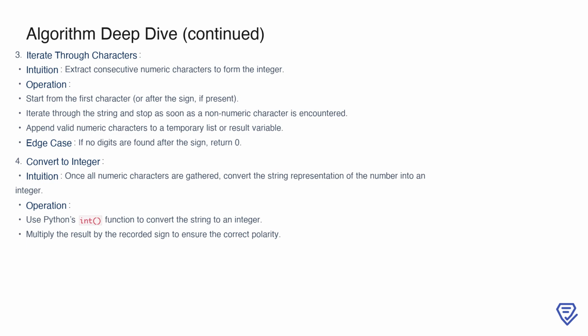Once we've gathered the numeric portion, we convert it into an integer. This is straightforward using Python's built-in int function. To ensure the correct polarity, we multiply this integer by the sign we recorded earlier.